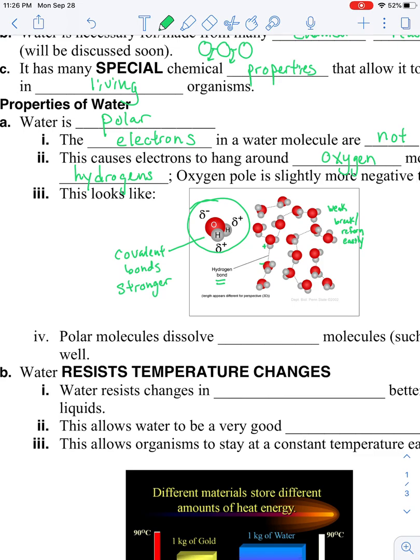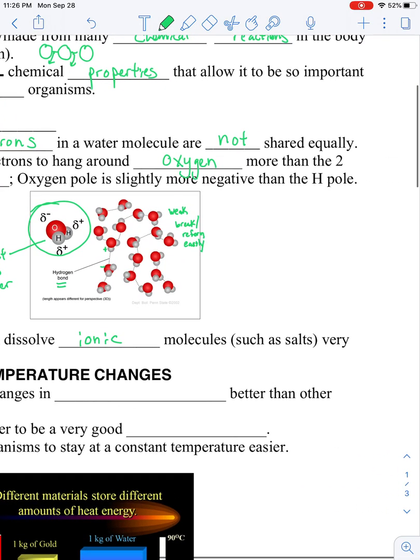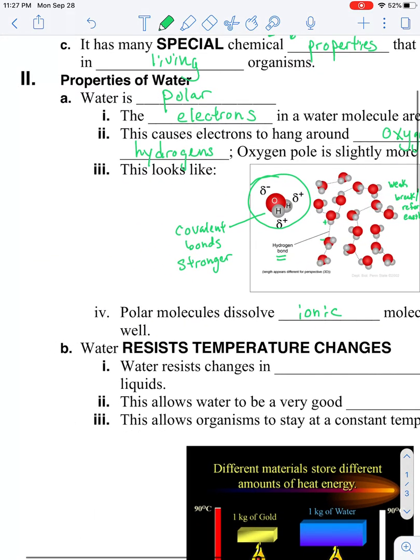Polar molecules dissolve ionic substances very well, like salts, and other polar substances. So water, because it dissolves substances very well, is often called the universal solvent.